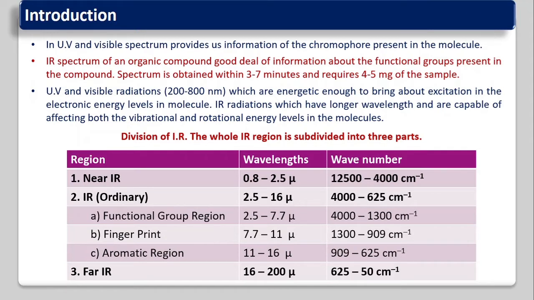Then the fingerprint region, that is 7.7 to 11 micron, that is 1300 to 909 centimeter inverse. All the skeleton bonds like sigma bonds absorb in this region: carbon carbon single bond, carbon nitrogen single bond, carbon oxygen single bond. So all the single bonds, that is the main skeleton of the organic molecules, absorb in this region. This is not that useful for identifying groups because almost all the molecules absorb in this region.